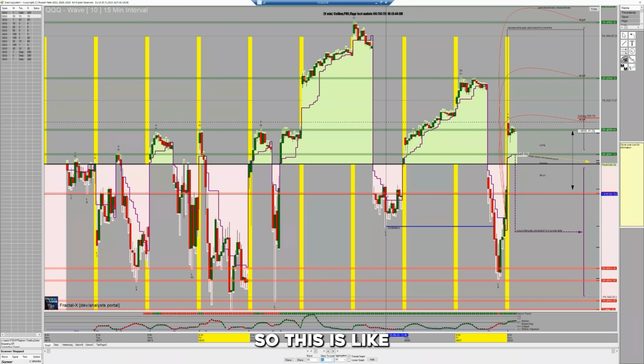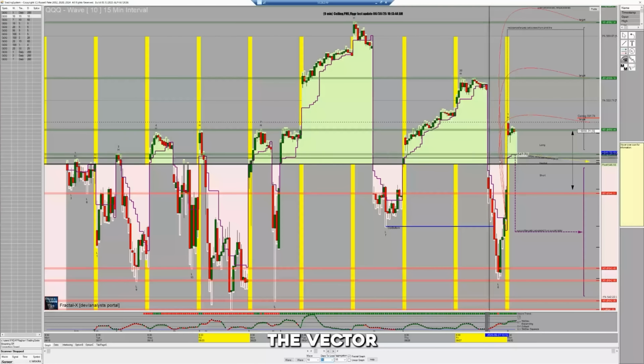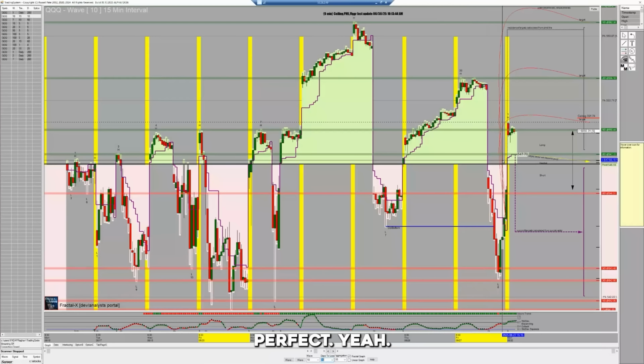So this is the most basic part. Do you have any questions? Could you repeat what you said about the price above the vector and above the pivot? Did you say that was bullish? Correct. And below the vector and below the pivot is bearish. Perfect. Yeah, that's the most basic explanation. This all makes sense so far.